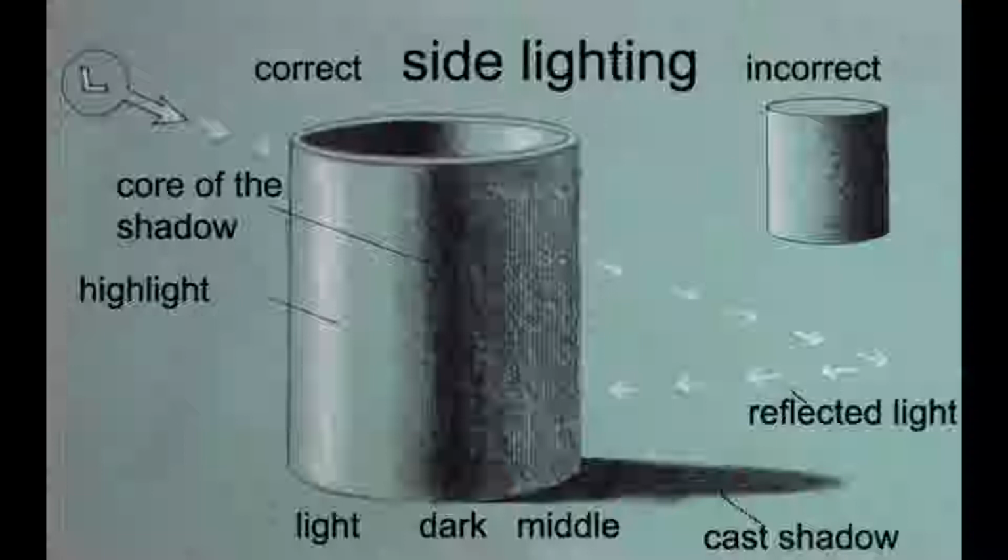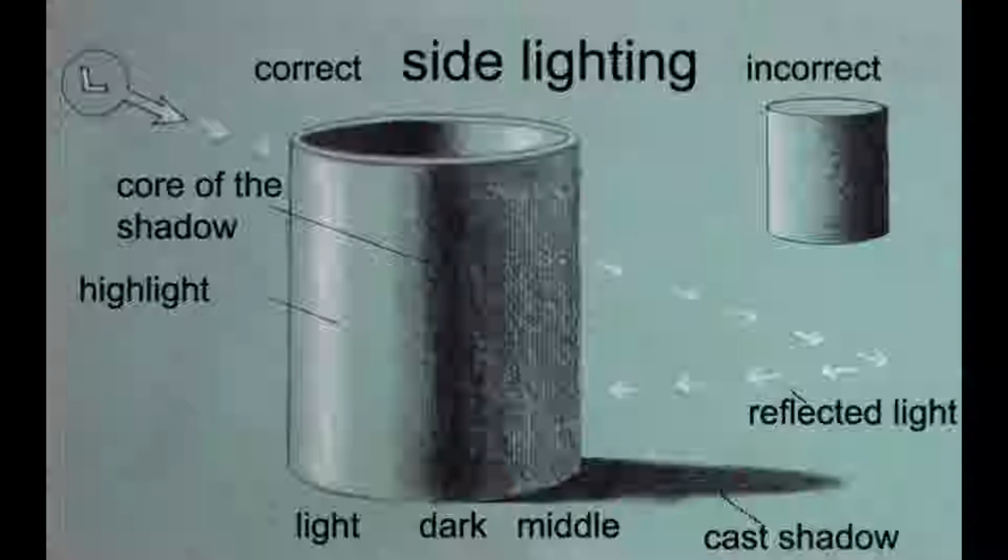The reason for the lightness and the fuzziness of the cast shadow further away from the object is that area of the cast shadow is closer to the reflected light and therefore is more illuminated than the area at the base of the object.